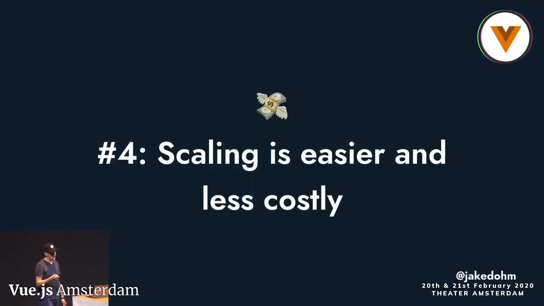And then lastly, with a Jamstack website, the scaling is easier and less costly. Gatsby actually recently released a case study in which a client's costs were reduced from $2,000 a month to $60 a month, which is a 97% cost reduction. So you can save a lot of money by not spinning up a ton of servers and having that architecture to handle all those web requests.